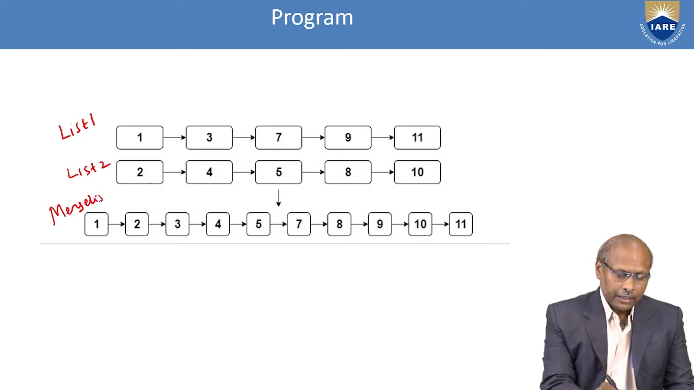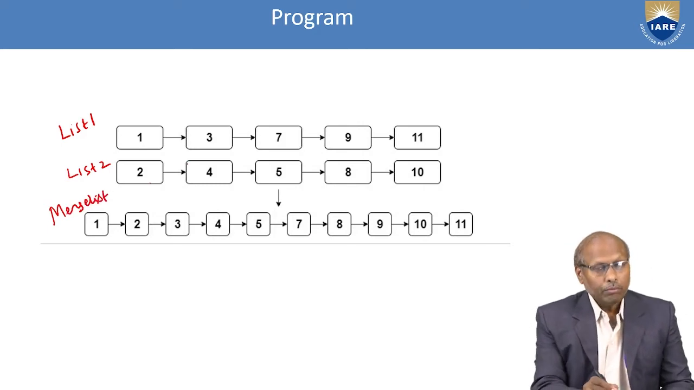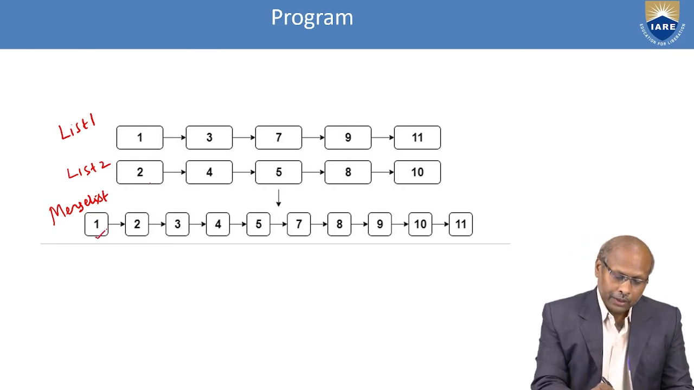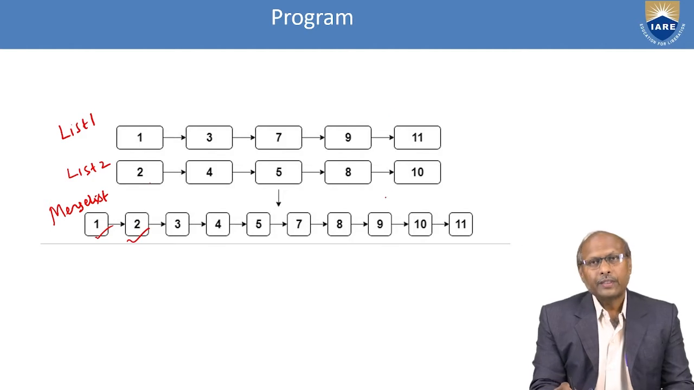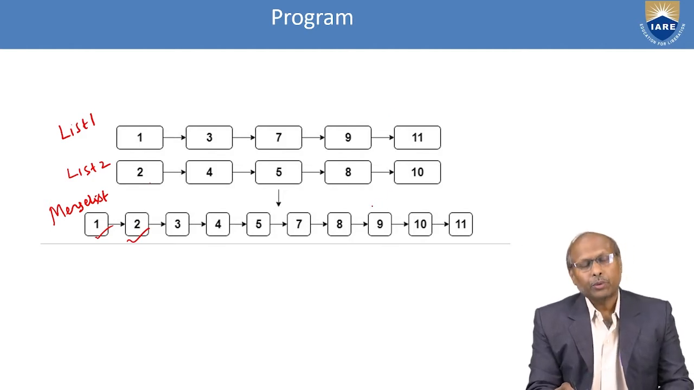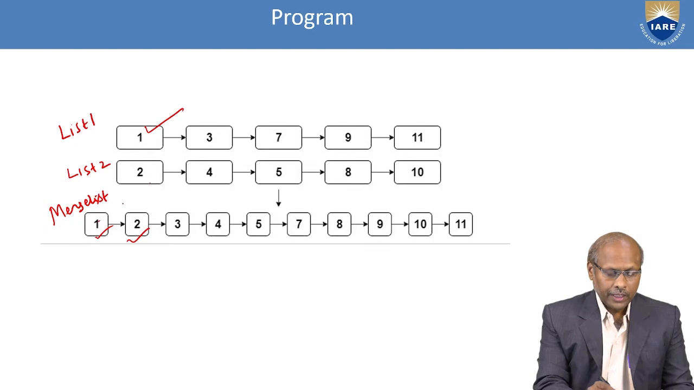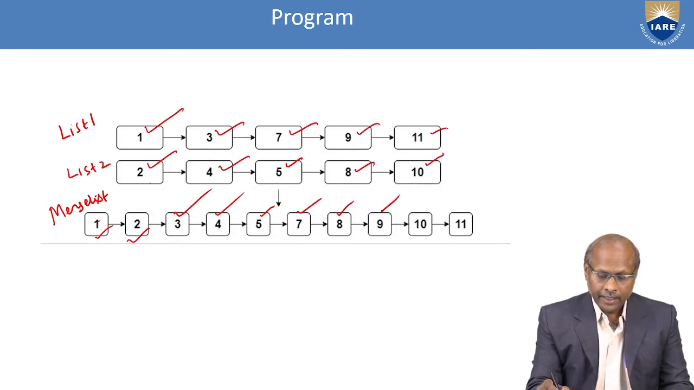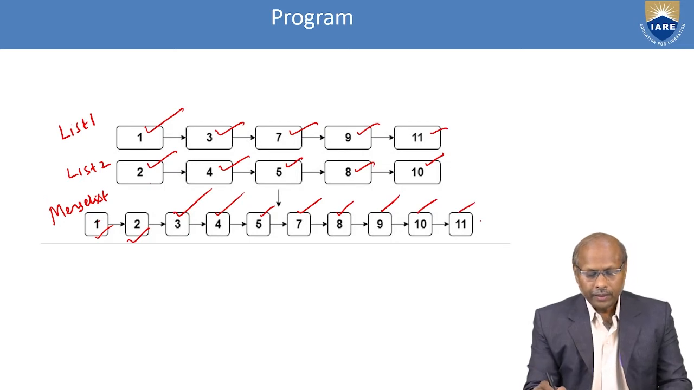The merged list consists of what? Both the lists' items. Whichever item is smaller comes first and then the next. So if you merge these two, what will you get? First 1, then 2, then 3, then 4, then 5, after 5 then 7, then 8, then 9, then 10, and then 11. After 11 there is no more list.